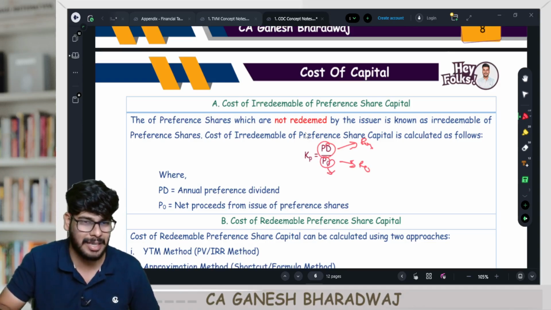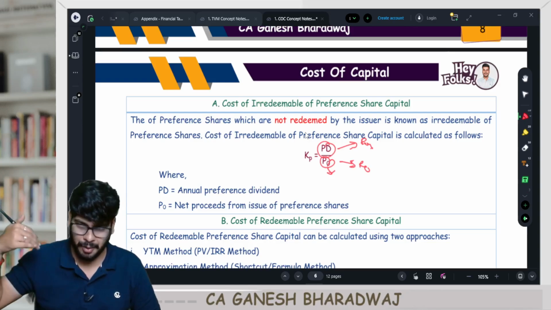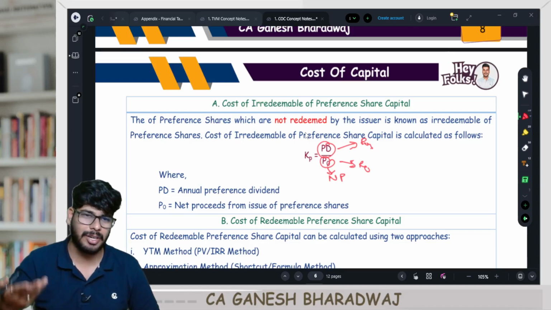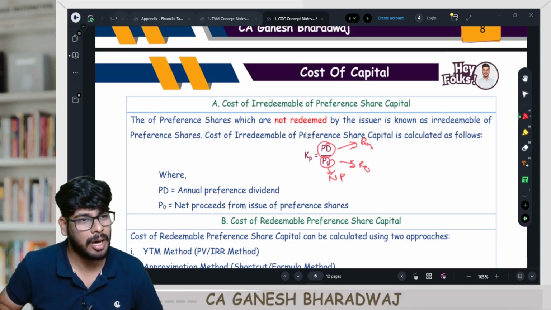This P0 is nothing but the value of the preference shares today, or you can also call it net proceeds. You can use the word NP or you can use P0, not a problem at all. Are you clear with this?